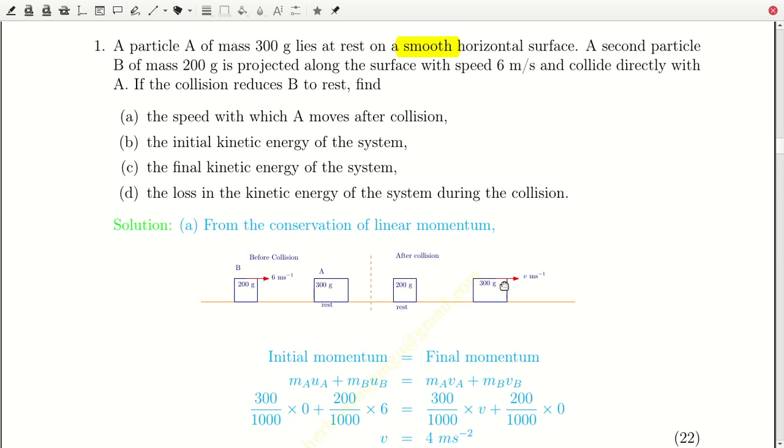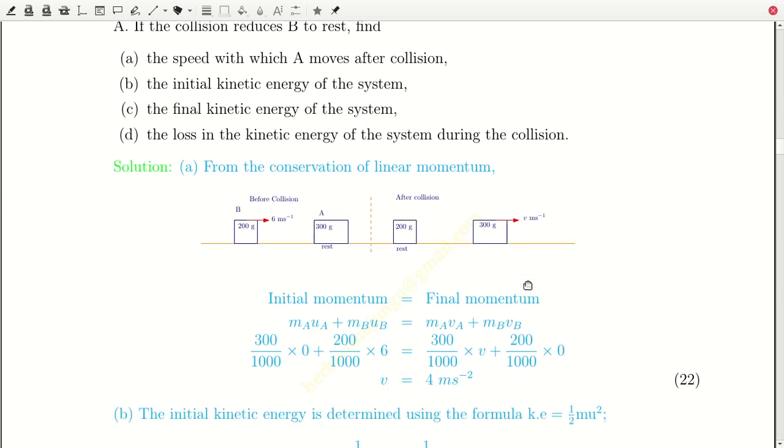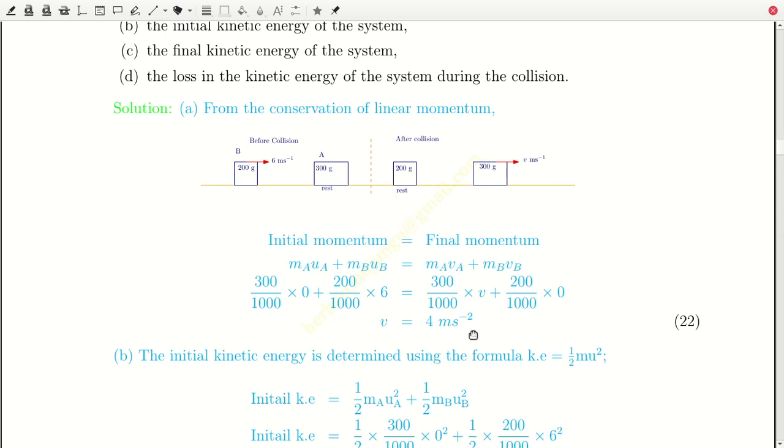So the final momentum after collision: A goes at rest, so B is reduced to rest. So B has a speed of 0 and no momentum. However, this one will develop momentum, which will be given by 300 grams times the velocity V, which we don't know and have to derive. From the law of linear conservation of momentum, we say initial momentum equals final momentum. When we equate, we get our V as 4 meters per second.